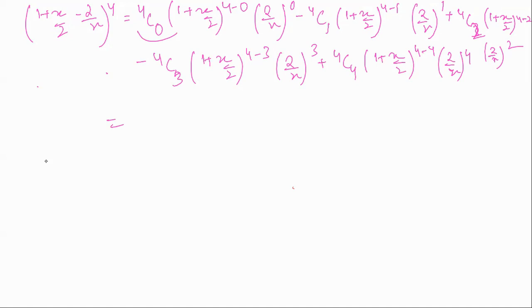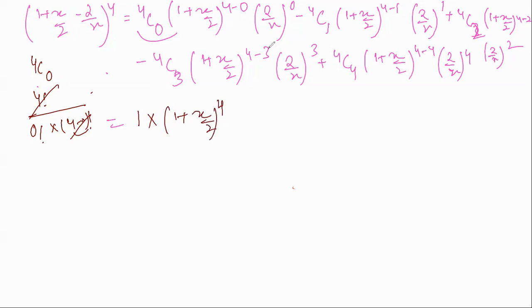Now we have to open every 4C value and solve it. Please see it very carefully. 4C0, how do you open the factorial? 4C0 is 4 factorial over 0 factorial multiplied by (4 minus 0) factorial. 4 minus 0 is 4, so 4 factorial cancels out. 0 factorial is equal to 1, so 1 over 1 is 1. So this value is 1 times (1 + x/2) raised to the power 4, and something raised to the power 0 is 1 only, so I'm not writing it.